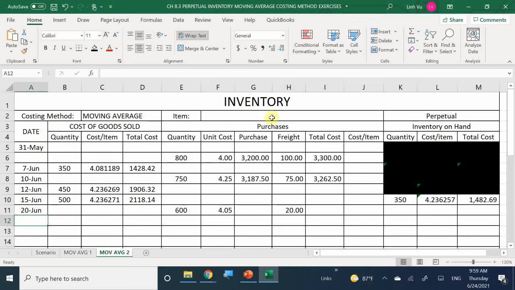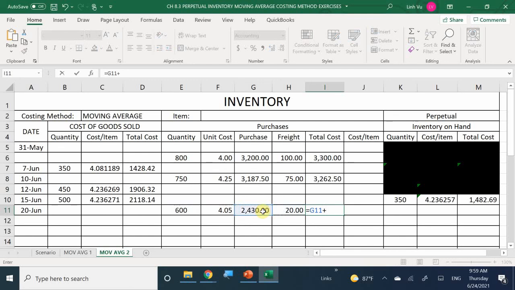All right, so what's my purchase price? $24.30. All right, plus 20, $24.50. 24.50. Okay, so now that we have our new purchases of inventory, let's update our inventory.